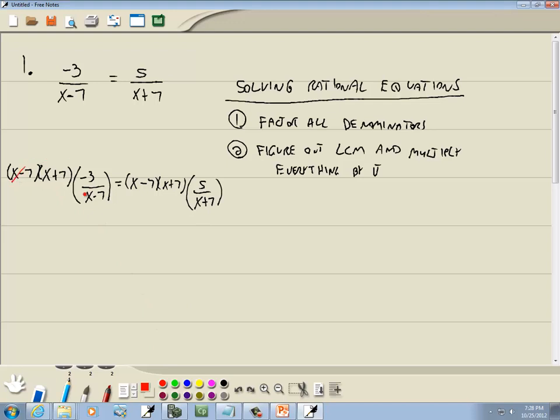Well, over here, this x minus 7 cancels that x minus 7, and over here, this x plus 7 cancels that x plus 7. And we're left with negative 3 times x plus 7 equals 5 times x minus 7. Negative 3 times x is negative 3x. Negative 3 times 7 is negative 21. 5 times x is 5x. 5 times negative 7 is negative 35.